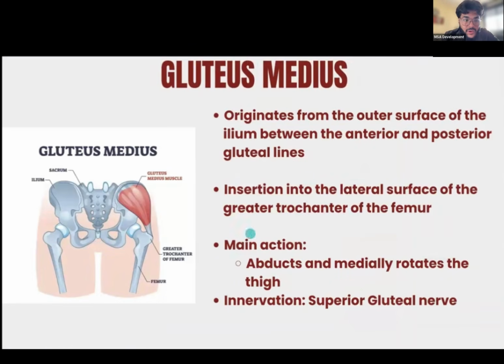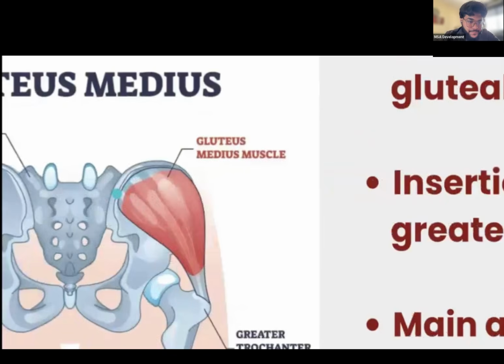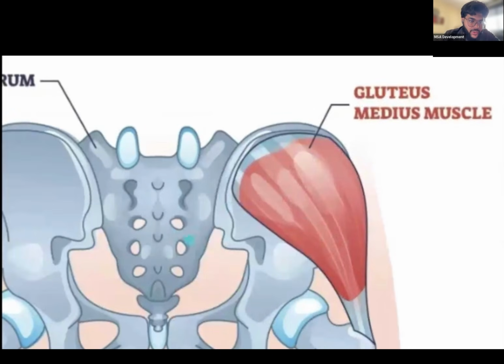Next up, we have our gluteus medius, our middle gluteal muscle. It originates from the outer surface of the ilium and inserts into the greater trochanter of the femur. Its action is to abduct, moving away from the body, and medially rotate the thigh.